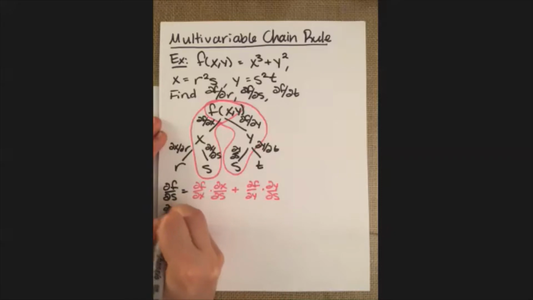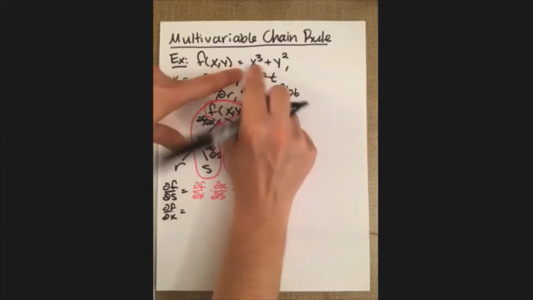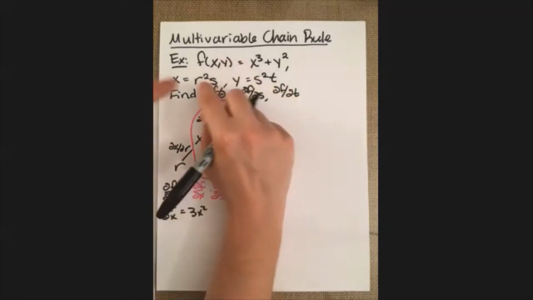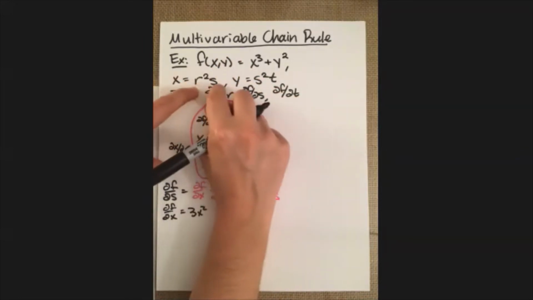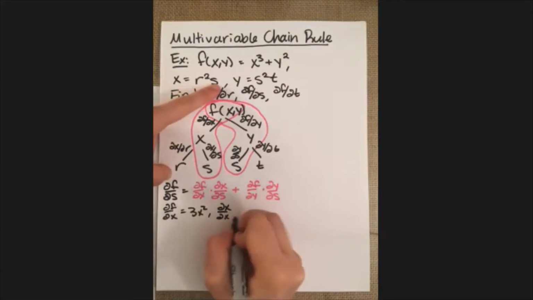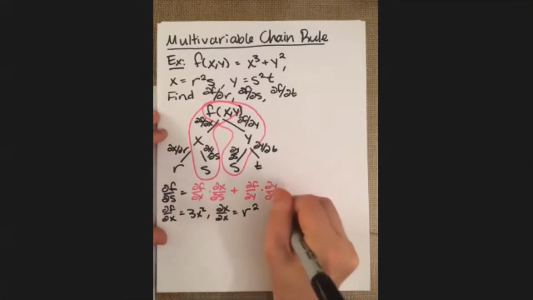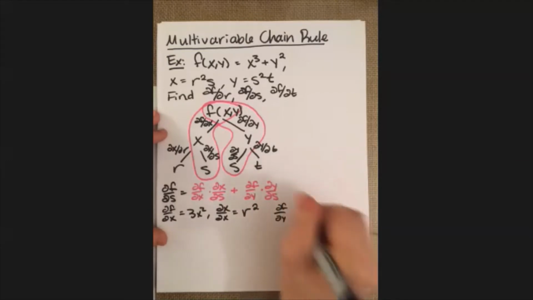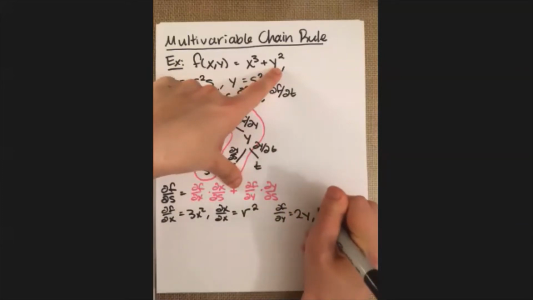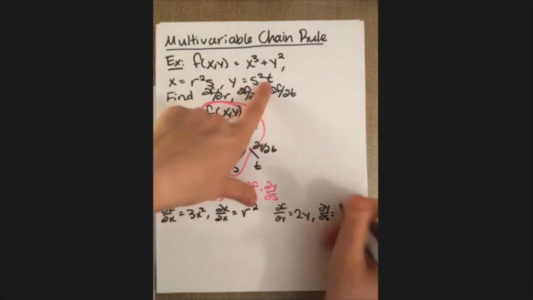So start with df dx. This partial derivative just means we have to go back up here and take the partial of f with respect to x. That's just going to be 3x squared. Partial of x with respect to s means we look at this equation here, x dependent on r squared times s, and take this partial derivative. That's just going to give us r squared. And then similarly for this next term here, df dy, that's going to be equal to partial of f with respect to y, so 2y, and then partial of y with respect to s. That's going to give us 2st.